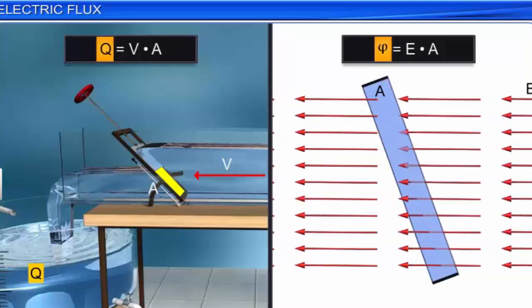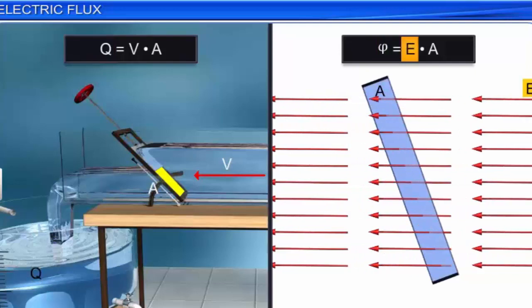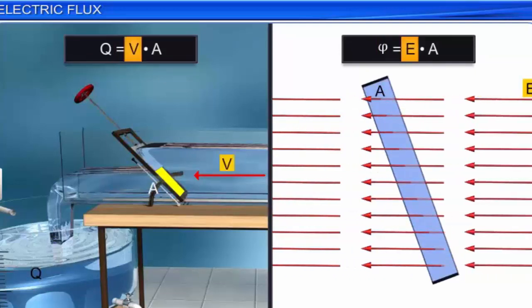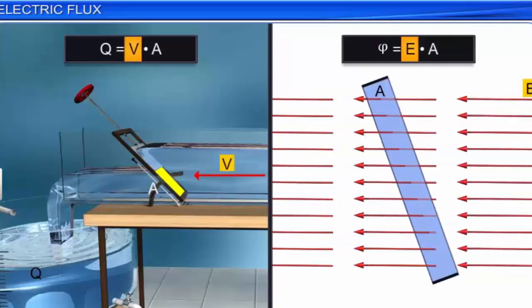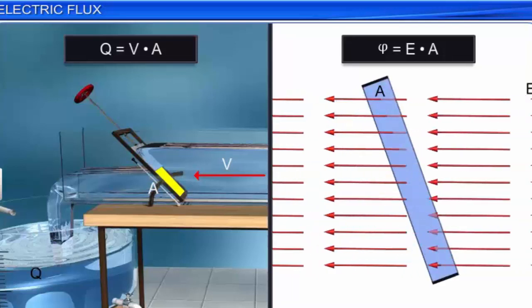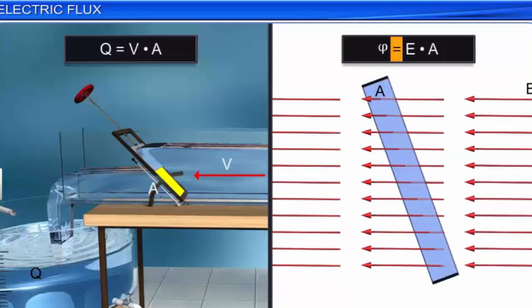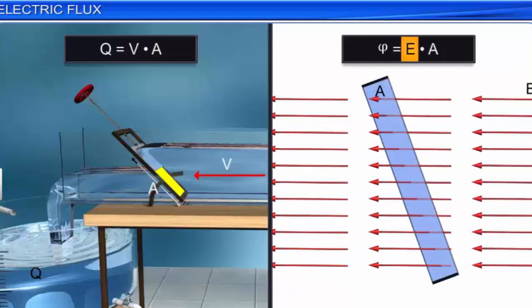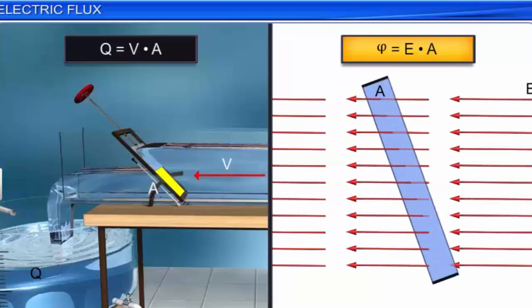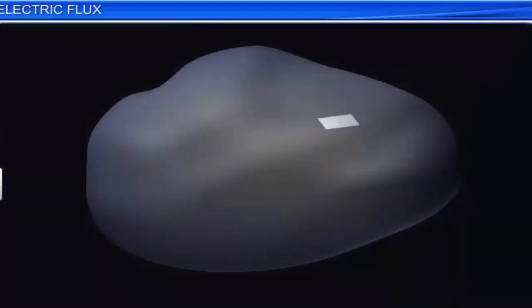Uniform electric field E is analogous to the velocity of water V. Mathematically, we can write the equation as phi is equal to the dot product of E and A. We can now extend this equation to curved surfaces with electric field of different magnitudes and directions at different parts of a given surface.